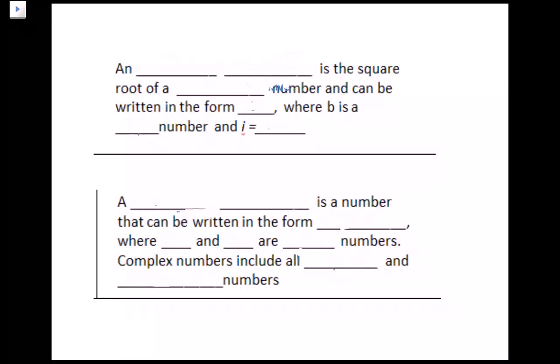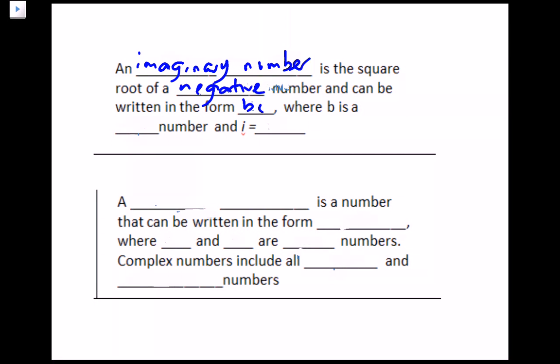Okay, we're going to start at the top of the foldable. And what we're talking about today is imaginary and complex numbers. An imaginary number is the square root of a negative number. Imaginary numbers have the form bi, where b is a real number, and i equals the square root of -1.